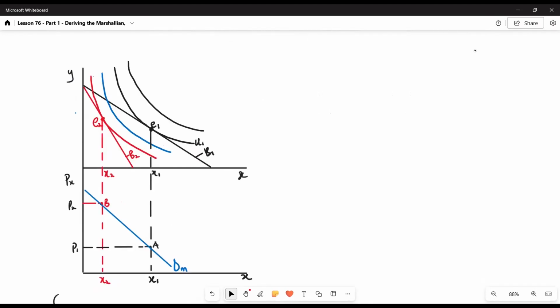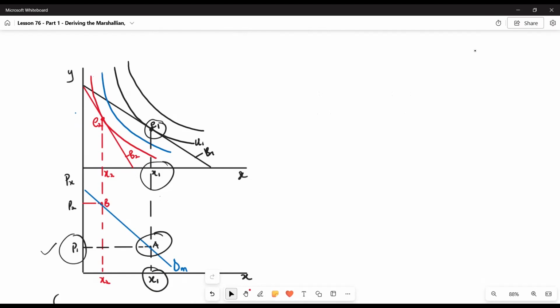We start by representing the indifference curves showing the consumer's preference for good X and good Y, and the budget constraint. Our initial equilibrium is E1, at which the consumer consumes X1 unit of good X. If we project this X1 unit of good X into the diagram below, we can map the demand for good X at price P1, and this is represented at point A. At price P1, the consumer demand for good X is X1.